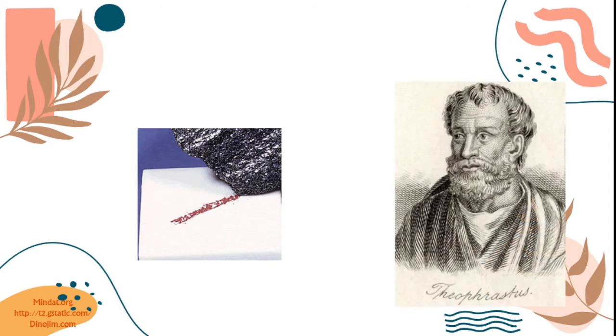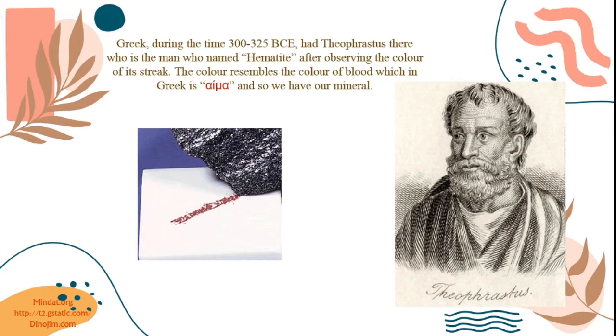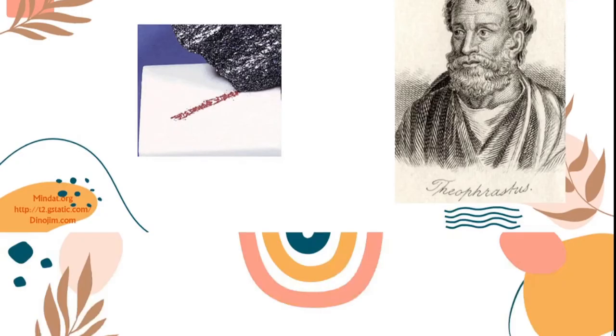Say thanks to this guy, Theophrastus, who in 300-325 BCE in Greek originally named the mineral as Hematitis lithos, meaning bloodstone or blood-like, because of its strong red color powder or streak. And in the modern form evolved by various authors, it changed to hematite.